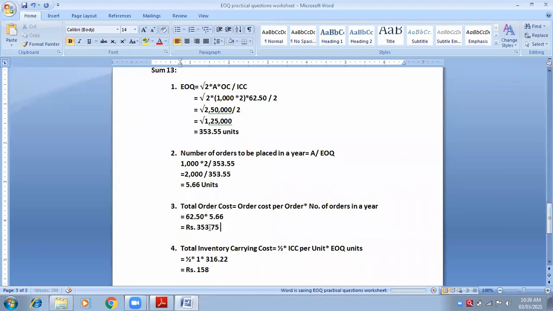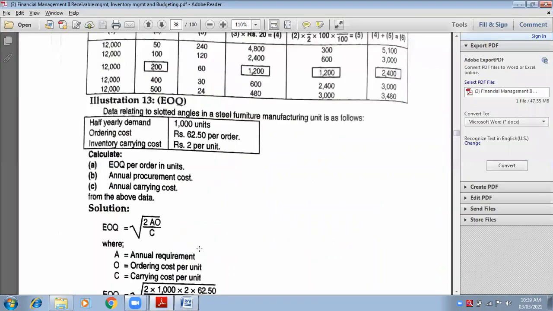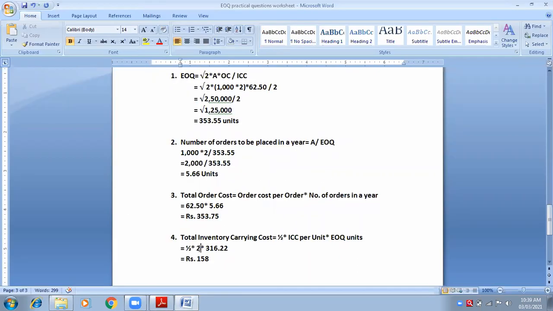Okay. Now let us check. The answer of total ordering cost should match with the answer of total inventory carrying cost. Only then your sum is correct. What is the formula of total carrying cost? Half into ICC per unit into EOQ units. So half into ICC per unit is 2 rupees. See, check in the question. It is rupees 2. And what is EOQ units?